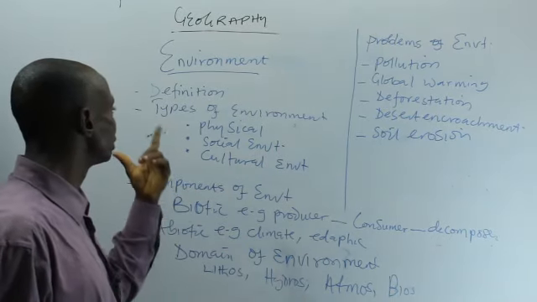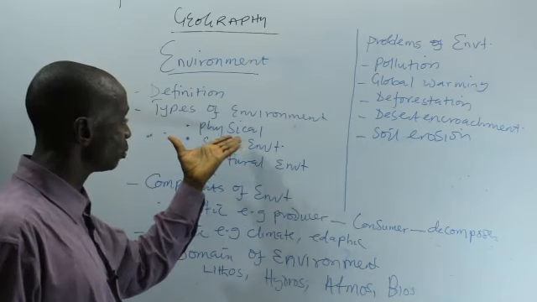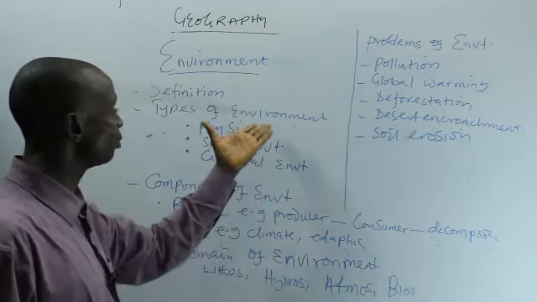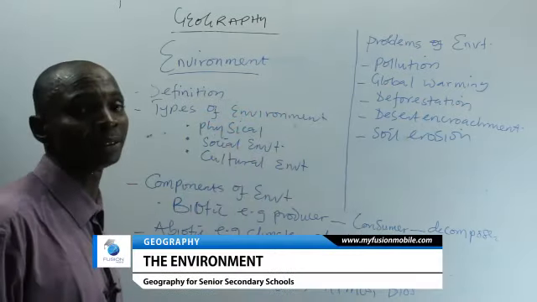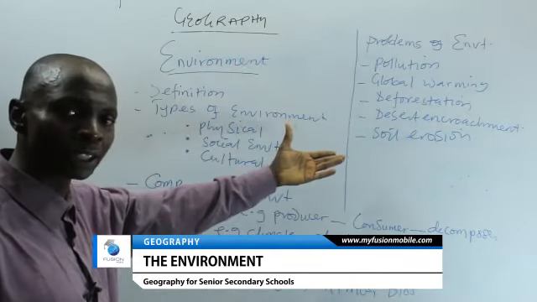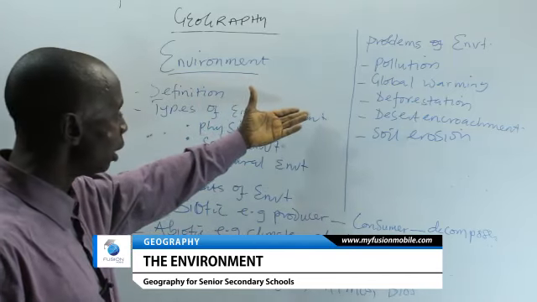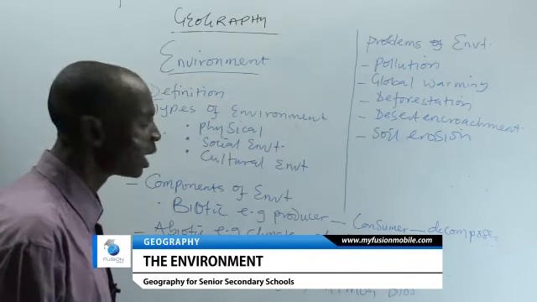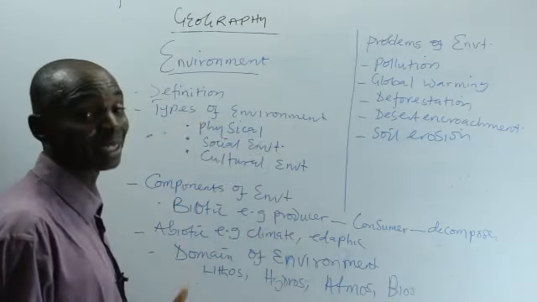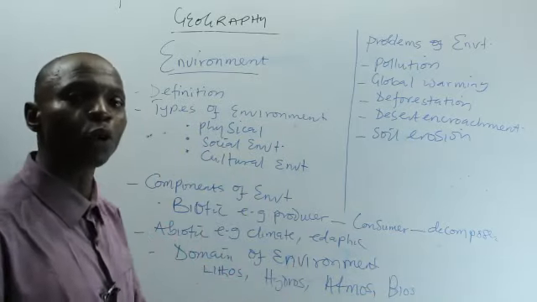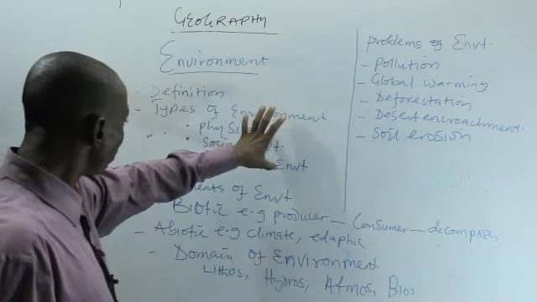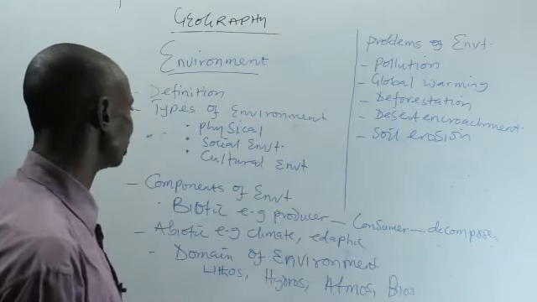We are talking about types of environment. We look at the physical environment. What is physical environment? If environment is simply defined as our surrounding, we discuss rocks, we discuss mountain, we discuss plateau. All these are the components or constituents of what forms the physical environment: what we can see, what we can feel, what we can touch. These are what we call the physical environment.